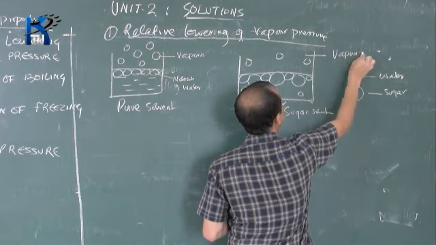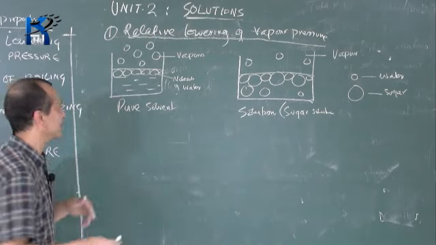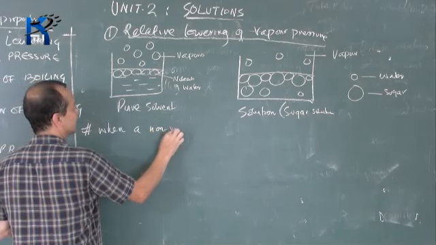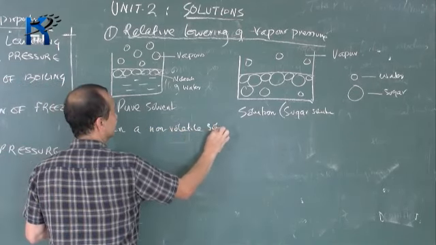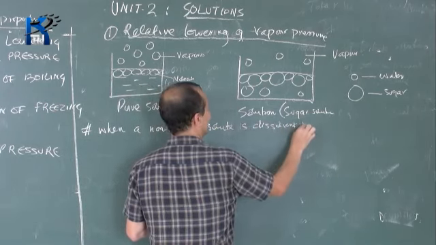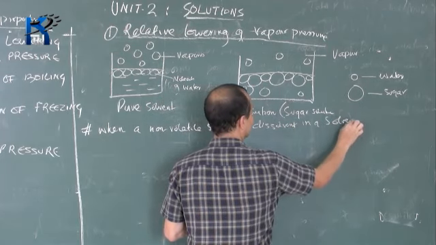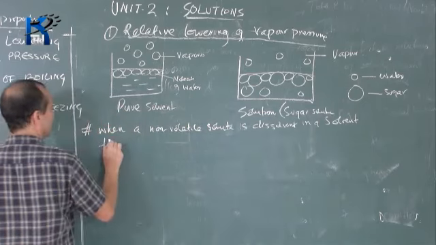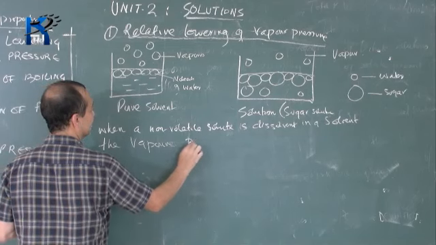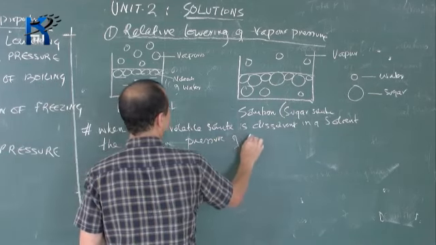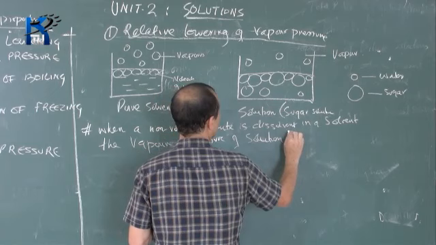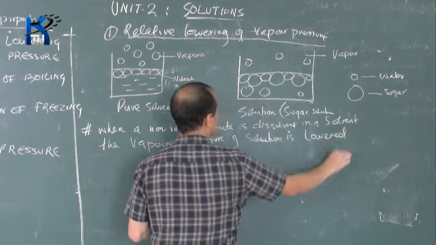So from these two, you can say that when a non-volatile solute is dissolved in a solvent, the vapor pressure of the solution is lowered.